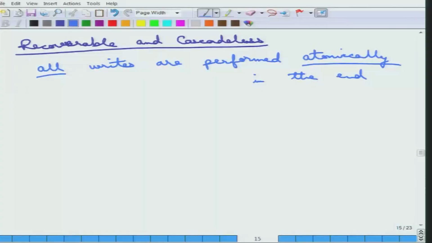All the transactions that started earlier will get a priority over this, and because it has aborted, it will just try to finish it that way. Okay, so that is one way of doing it.